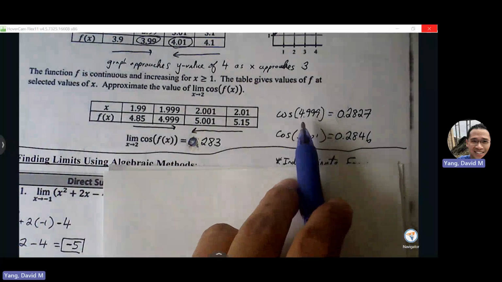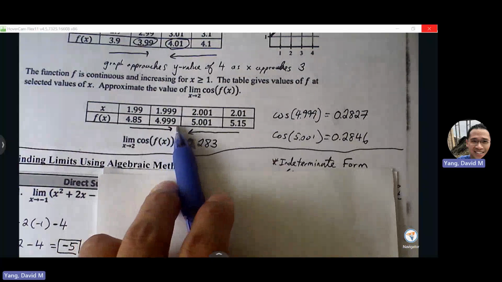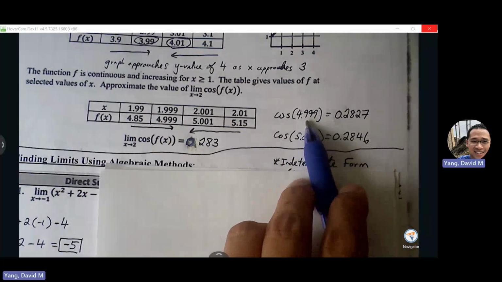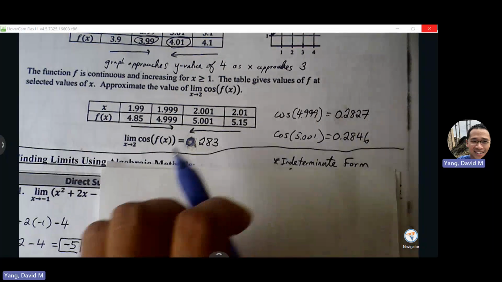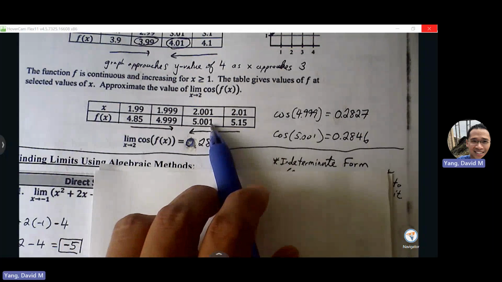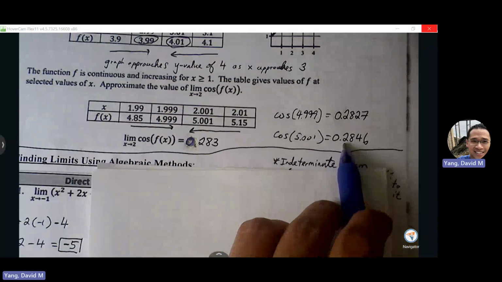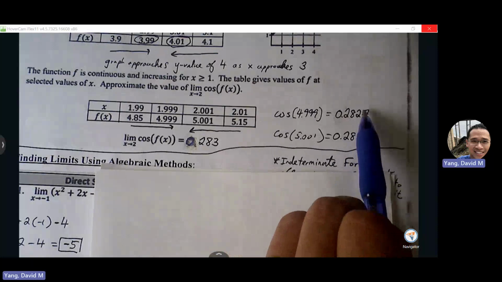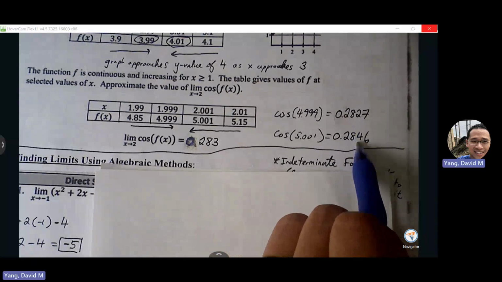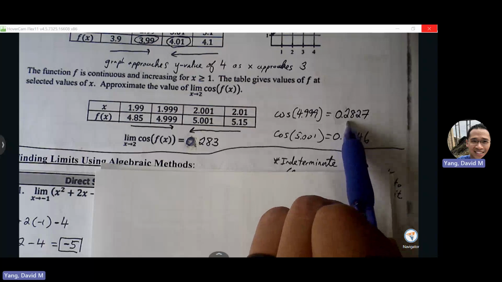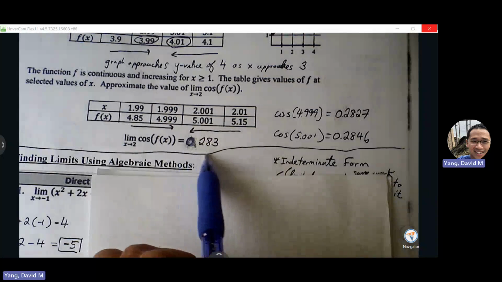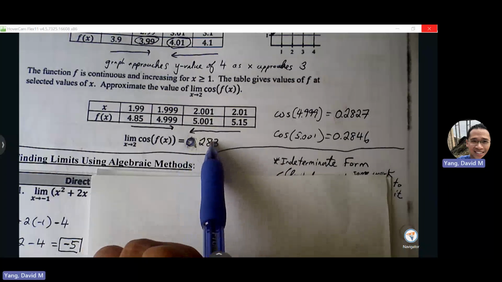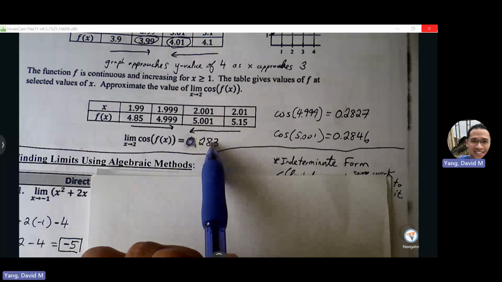If I insert 4.999 into my calculator, cosine of 4.999 is 0.2827. Okay, that's a y value. If I insert 5.001 into cosine, I get 0.2846. And if you look, these y values are still consistently moving towards something I can name, right? This is 0.2827, 0.2846. That is on either side of 0.283. So I can make a pretty good estimation that my limit of cosine of f of x is 0.283.